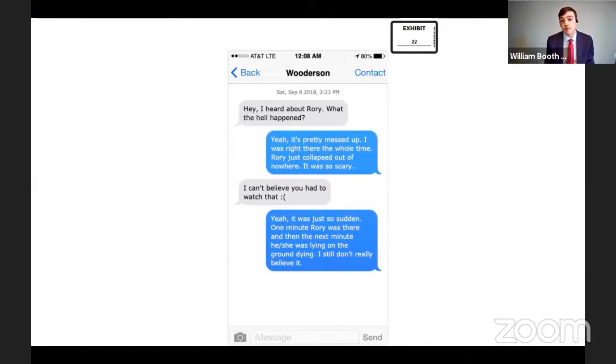Ms. Saracen, these text messages are the text messages you exchanged with Mr. Wooderson on September 8th, 2018. Yes. The gray messages, those are from Mr. Wooderson. Yes. Those blue messages are from you. Yes. David started this conversation by asking, hey, I heard about Rory. What the hell happened? Right. You responded, Rory just collapsed out of nowhere. Right. And then you texted, it was just so sudden.